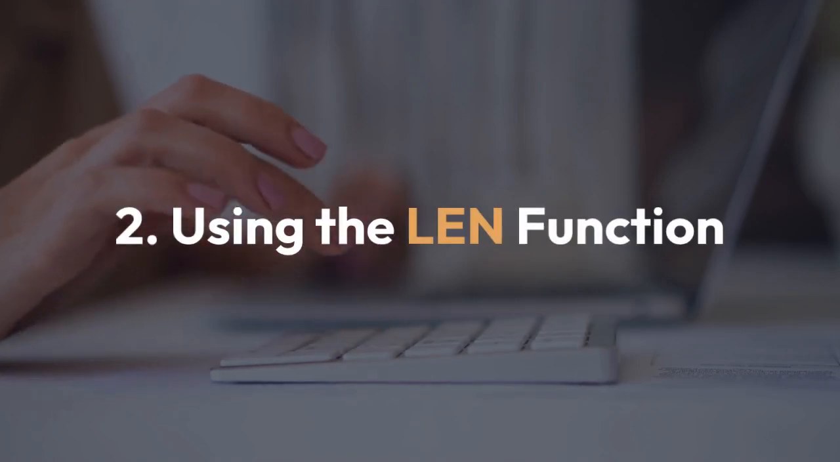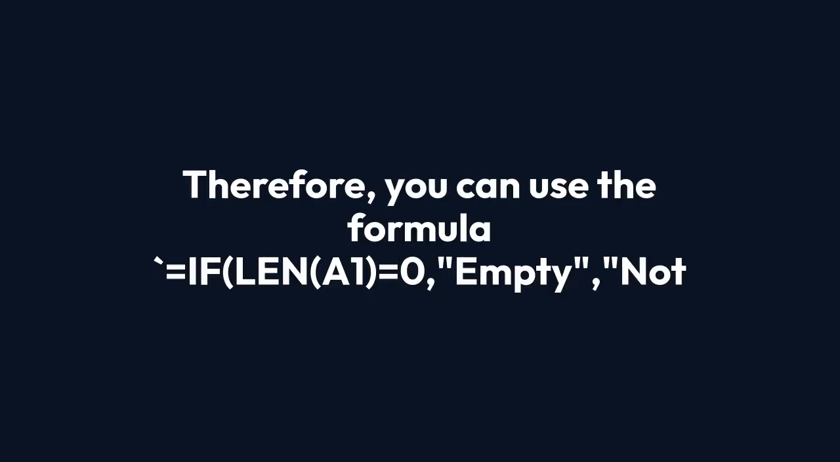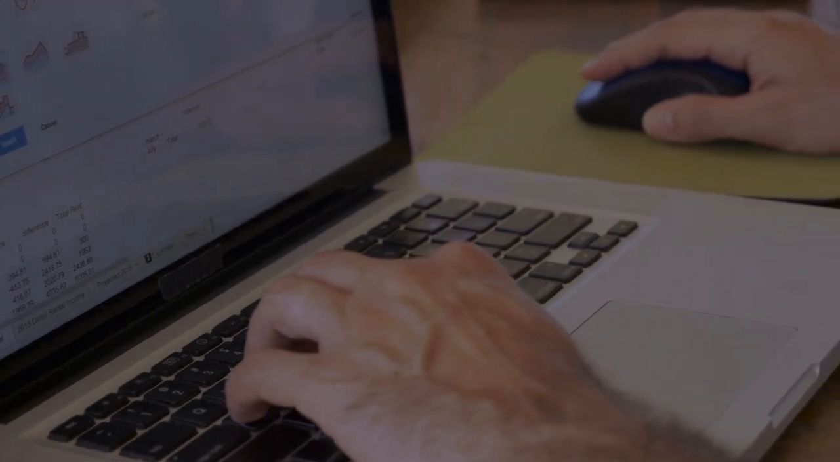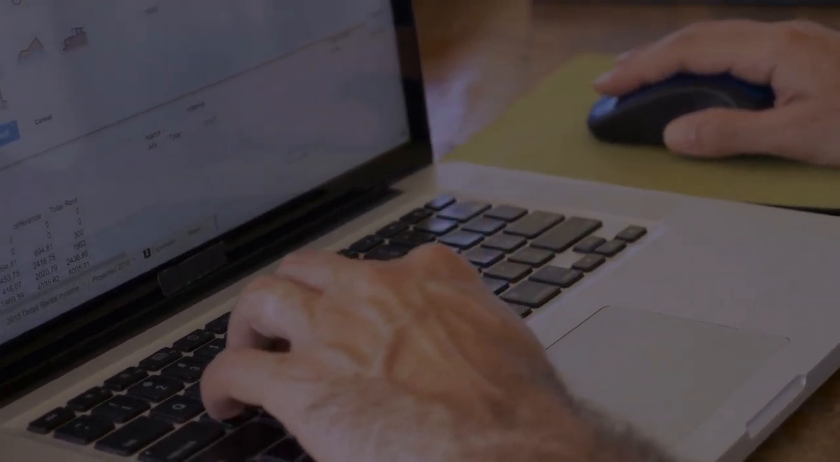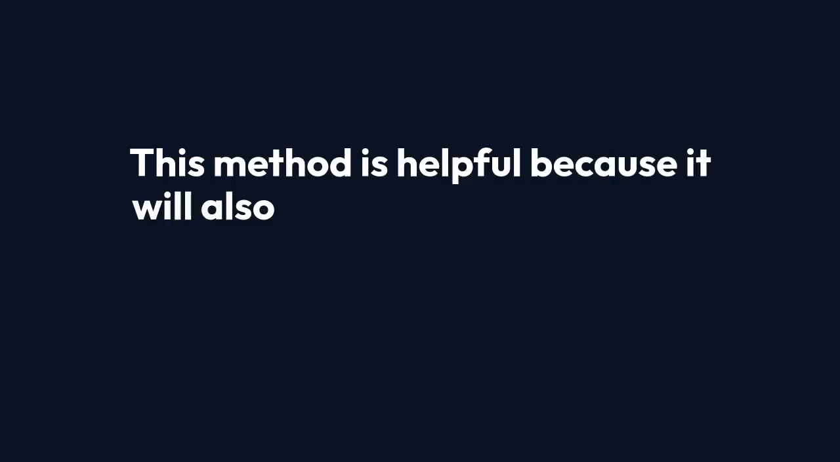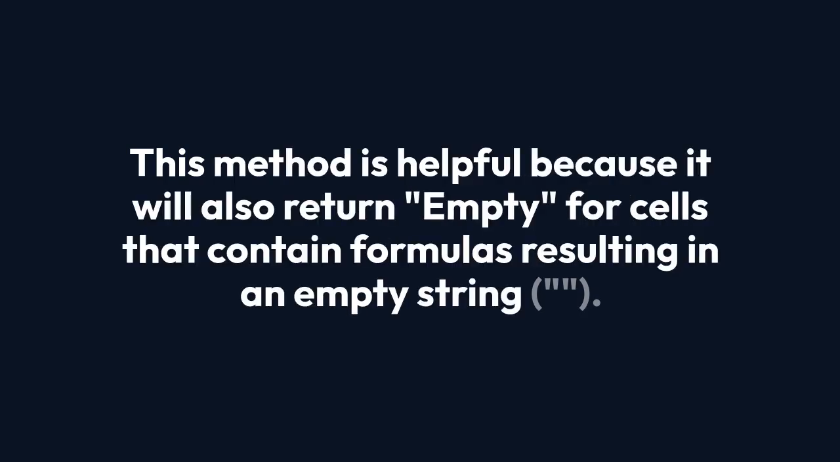2. Using the LEN function. The LEN function returns the length of a text string. If a cell is truly empty, its length is 0. Therefore, you can use the formula =IF(LEN(A1)=0,"Empty","Not Empty") to check if a cell is empty. This formula checks the length of cell A1. If it's 0, it means the cell is empty and the formula returns Empty. Otherwise, it returns Not Empty. This method is helpful because it will also return Empty for cells that contain formulas resulting in an empty string.